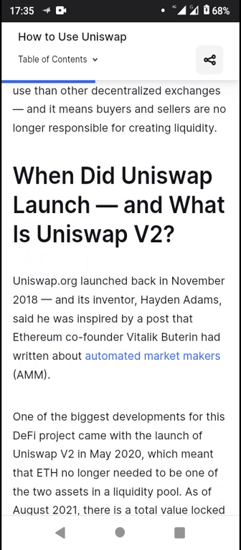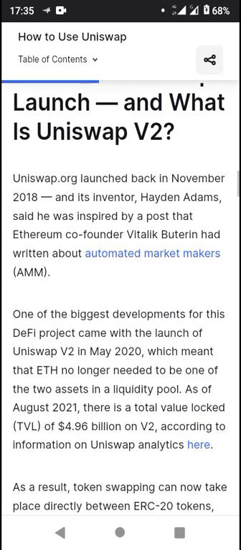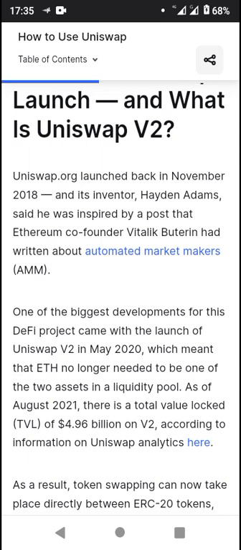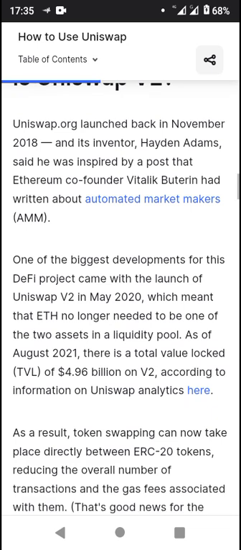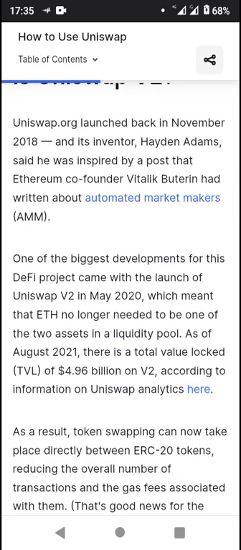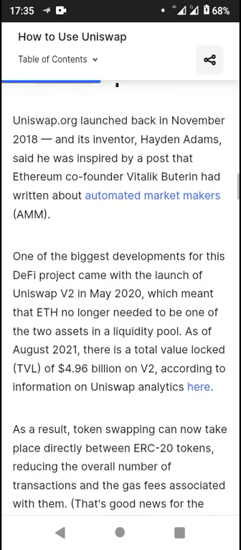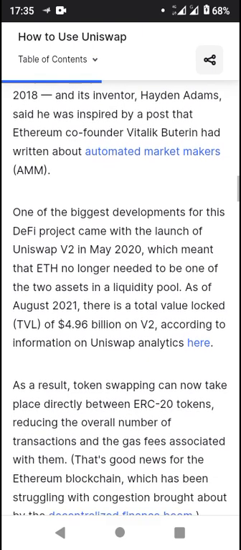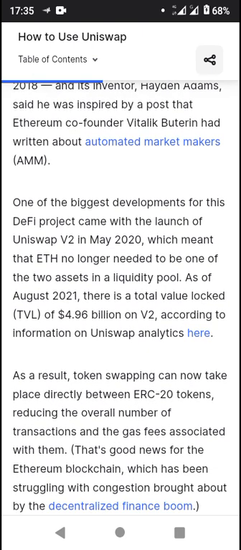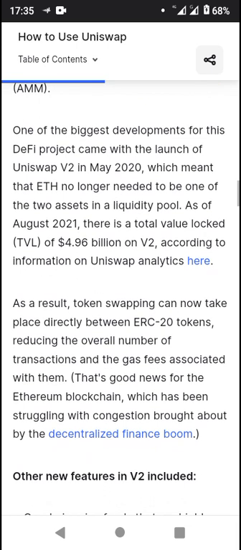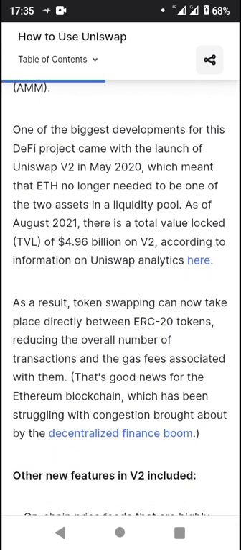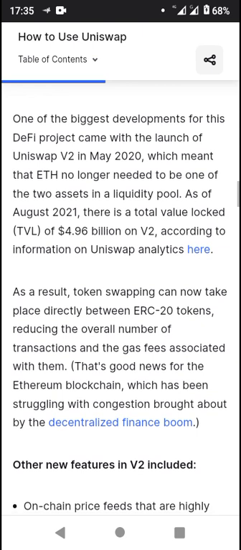So when did Uniswap launch and what is Uniswap? We're going to be looking at uniswap.org, launched back in November 2018, and its inventor Hayden Adams said it was inspired by a post that the Ethereum co-founder Vitalik Buterin had written about automated market makers. One of the biggest developments for this DeFi project came with the launch of Uniswap version 2 in May 2020, which meant that ETH no longer needed to be one of the two assets in the liquidity pool.